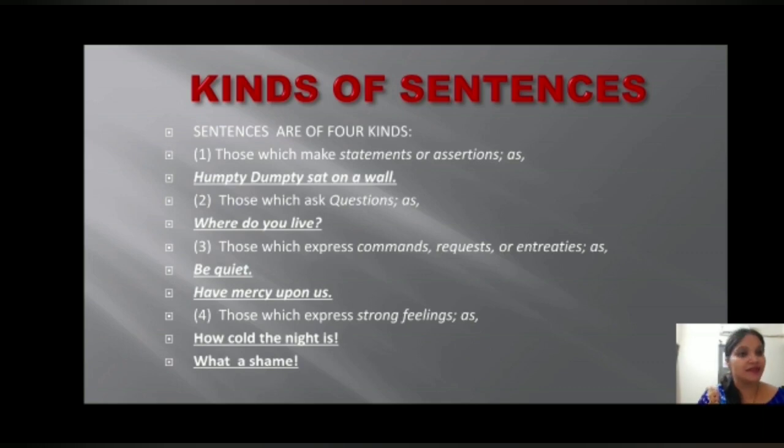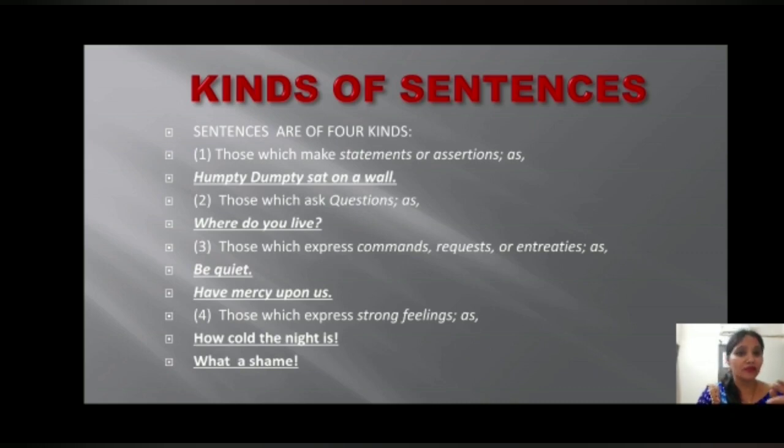Now we'll come to the kinds of sentences. Sentences are of four kinds. Number one, those which make statements or assertions. The first sentence is that which tells us about something, or which asserts something. For example, Humpty Dumpty sat on a wall. It is a statement. It tells us that Humpty Dumpty sat on a wall. So it asserts something, it tells something.